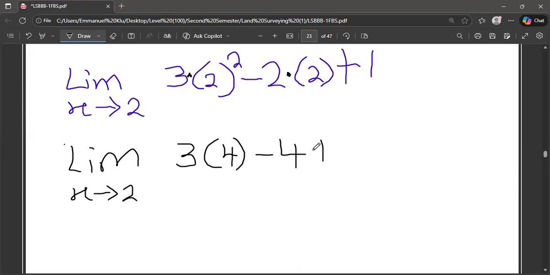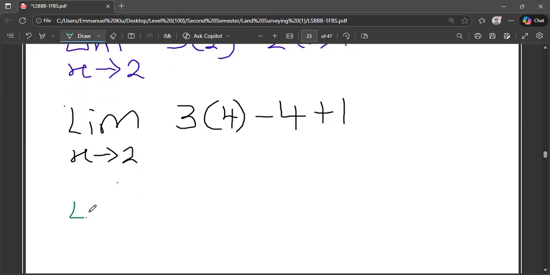Plus 1. Okay. So add all of this. What are you going to get? Quickly add all of this and tell me the answer. So limit as x approaches 2 is giving us what? At the end of the day, 3 times 4 is 12, so 12 minus 4 plus 1. All right. Quickly input this and tell me the answer. You are going to get 9, isn't it?